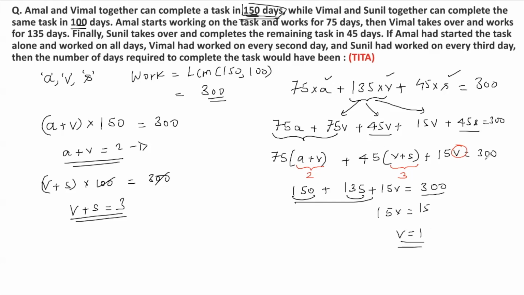Breakthrough. It's a major breakthrough, guys. We have got the value of V as 1. So we have simply found V as 1 in this particular case. The efficiency that we had assumed for Vimal is nothing but 1 unit per day.